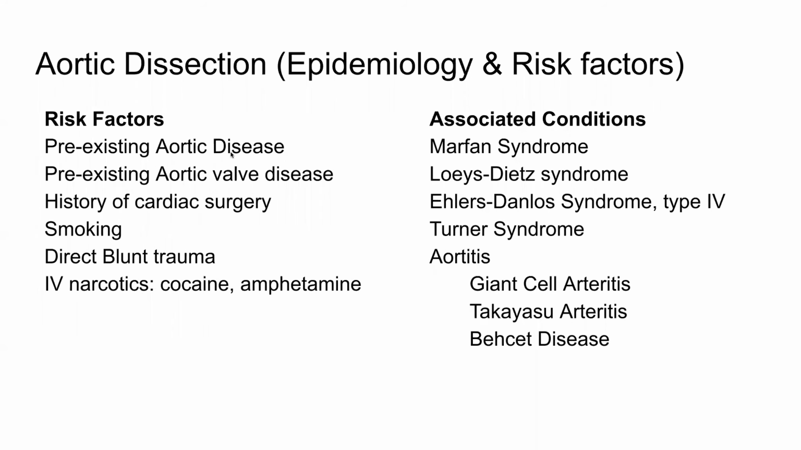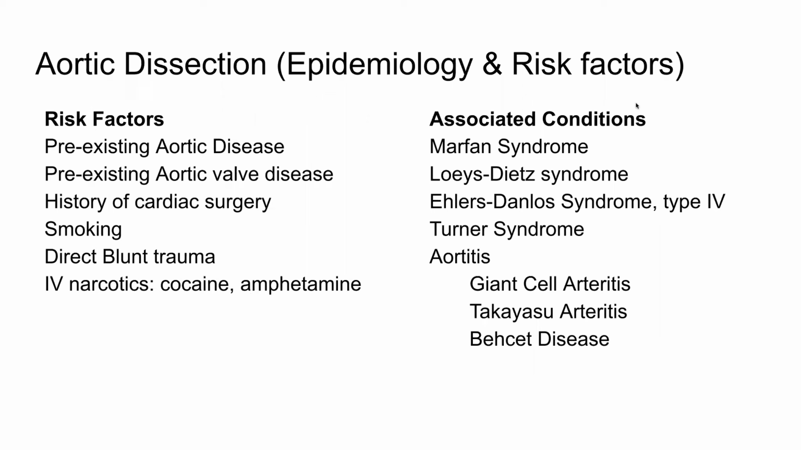As far as risk factors, pre-existing aortic disease, pre-existing aortic valve disease like bicuspid aortic valve, history of cardiac surgery, and smoking are all factors that predispose you to develop aortic dissection. Direct blunt trauma can be a cause. Then there are IV narcotics, specifically stimulants, cocaine and amphetamine. These stimulants are more likely to cause aortic dissection. Note that opiates are not in that group.